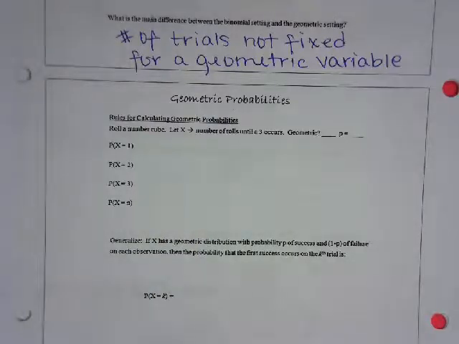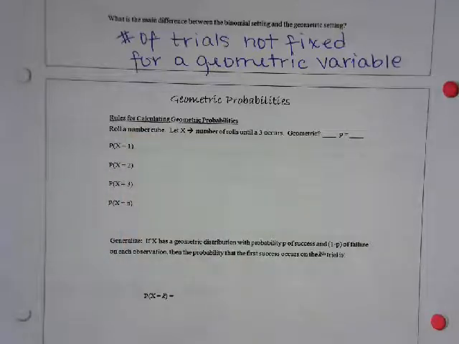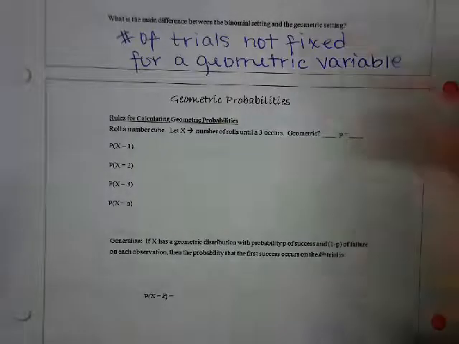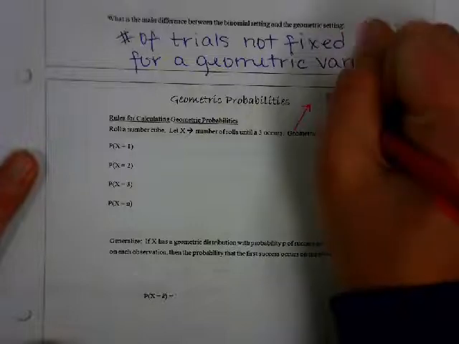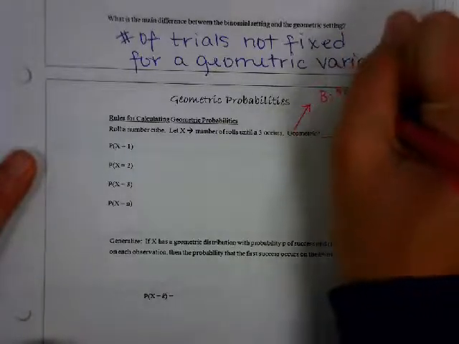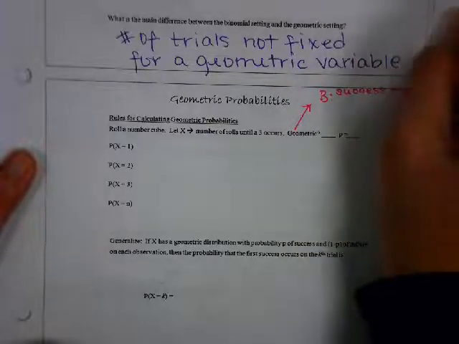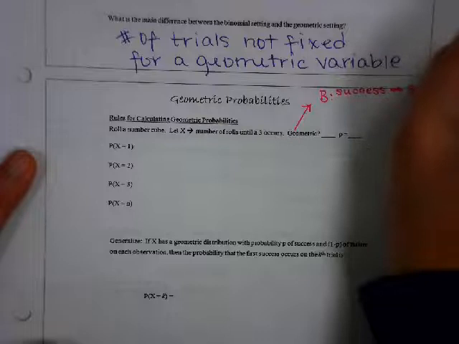So we roll a die, and we have X represent the number of rolls until a 3 occurs. First thing we're going to check is that it's a geometric setting. So we're going to check BITS. So B, that's binary. Success is we get a 3. Failure is anything but a 3. So 1, 2, 4, 5, 6.